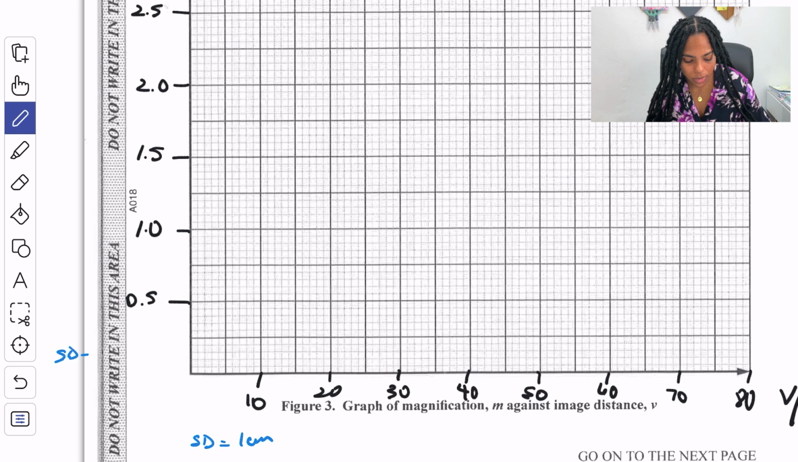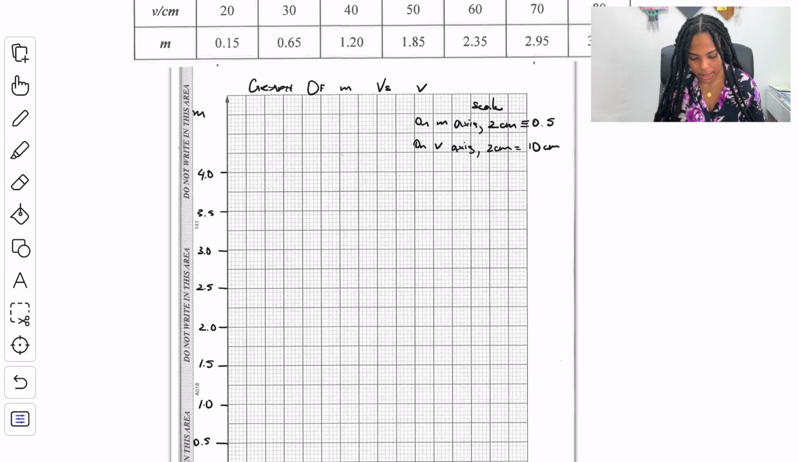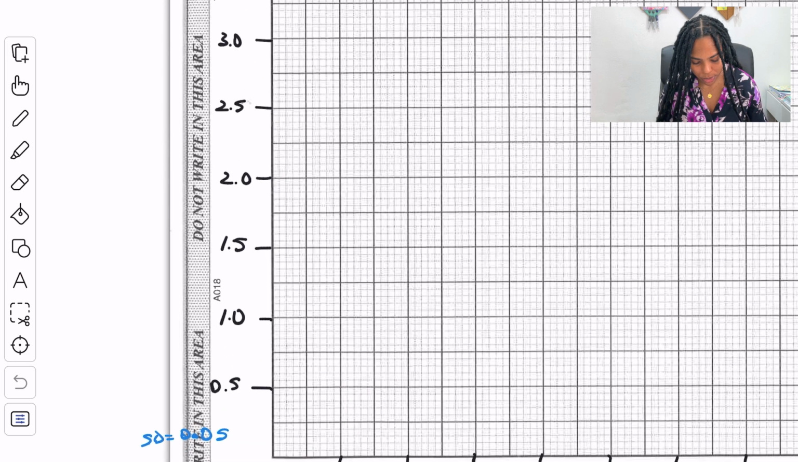So the smallest division here is 0.05. I don't know if y'all can see that properly. So I know how to count as I'm going through. Now my first point is M is 0.15 and V is 20. So V is 20 here and 0.15.